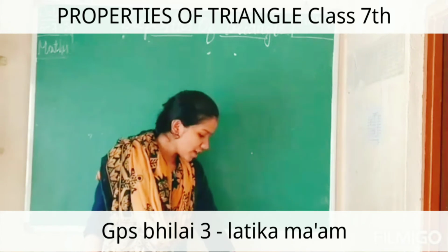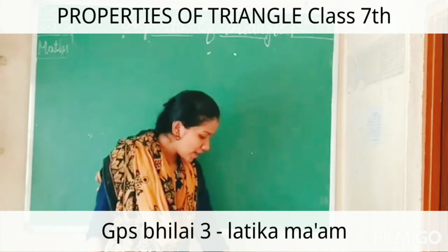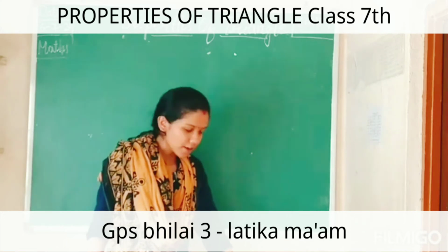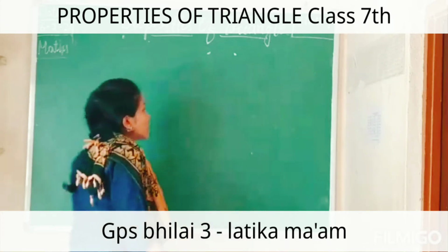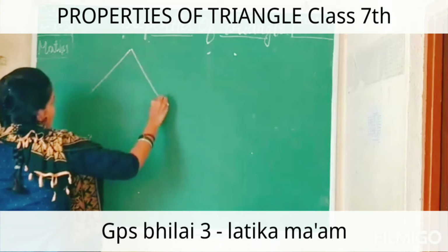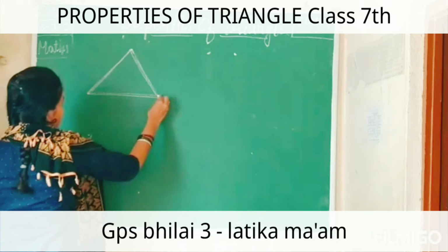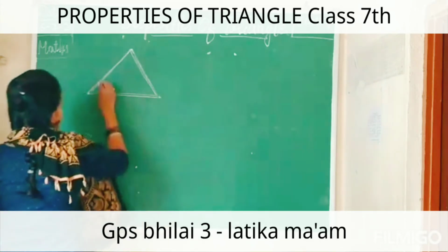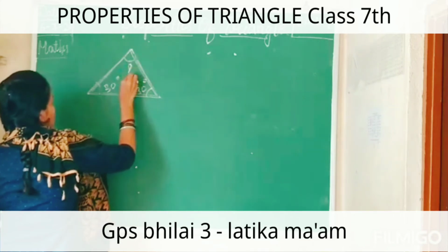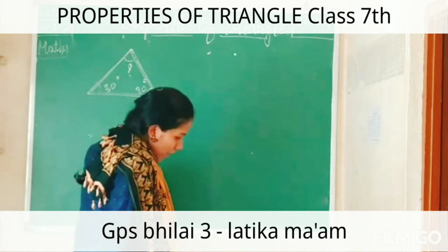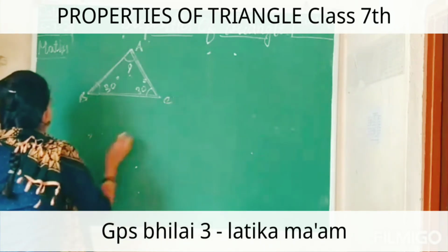Next question: in a triangle having two sides of equal length, if the angle opposite is 30 degrees, determine the third angle. In this question, two sides are equal. The triangle has two equal sides. This side and this side are equal, which have 30 degrees and 30 degrees. Find the third angle. We can name the angles A, B, C.